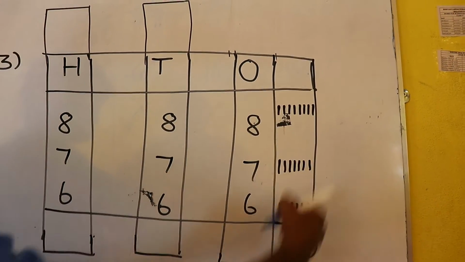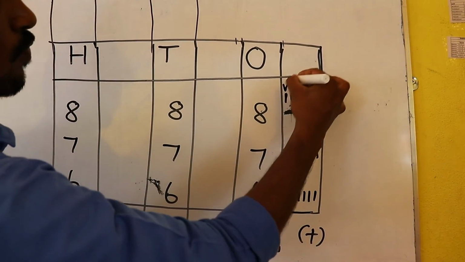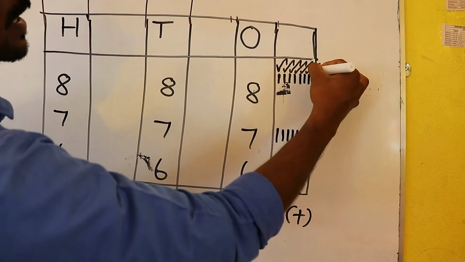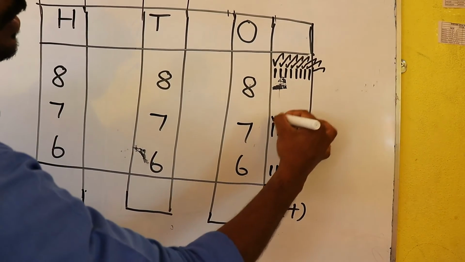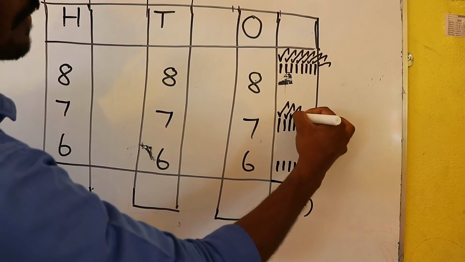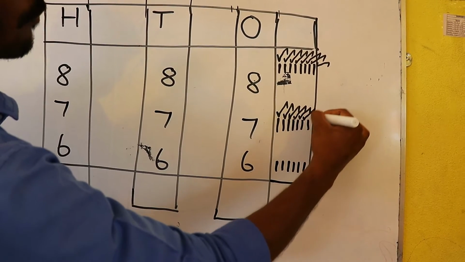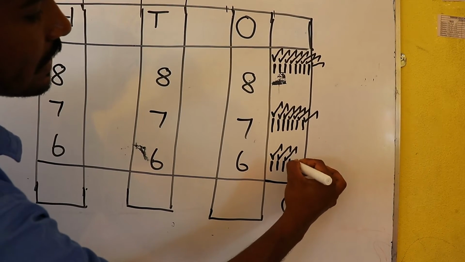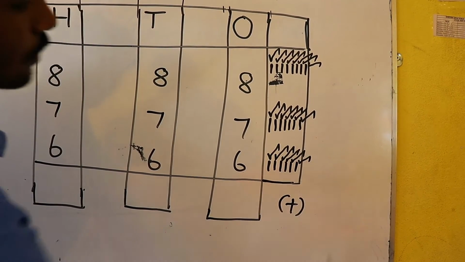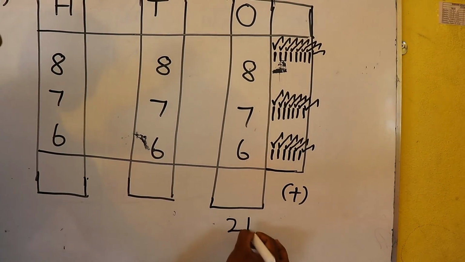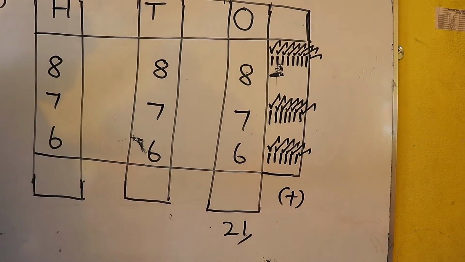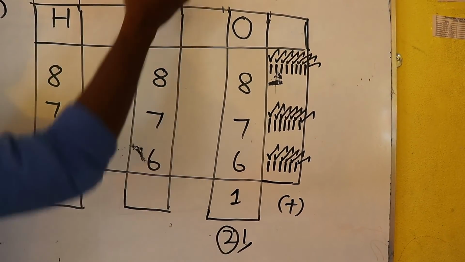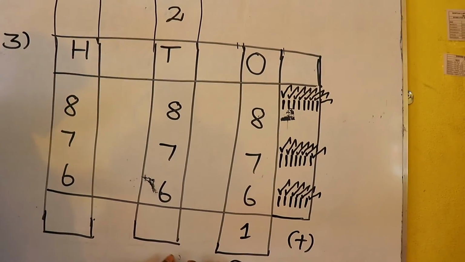So now add these lines. 1, 2, 3, up to 21. So write here 21. The ones value is 1, so write 1 here. Then 2 is carry, so write 2 here. So now erase this one.